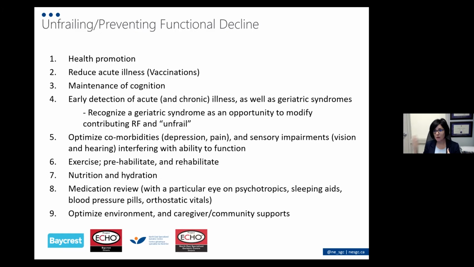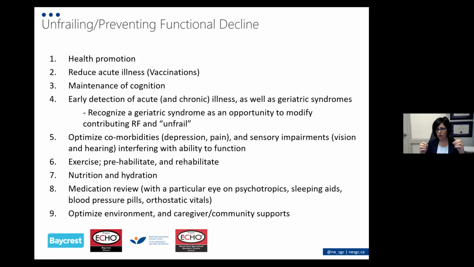Things that are pretty easy. We should be vaccinating because, as I've talked a little bit about, inflammation can cause functional decline. So let's avoid pneumonias, avoid the flu, avoid COVID. How can we maintain cognition? So physical activities, stroke prevention. Make sure that we're recognizing any of these risk factors in geriatric syndromes as an opportunity to intervene and maybe do a more comprehensive assessment and deeper dive. Make sure we're optimizing comorbidities like depression and pain, vision and hearing that might be impacting their ability to function. And is it financial? Maybe it's a social worker you need to engage.